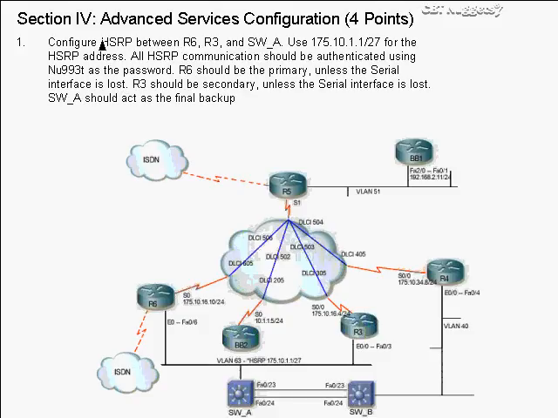Now right here it says configure HSRP between router 6, router 3, and switch A. Wow. Use 175.10.11/27 for the HSRP address. All HSRP communications should be authenticated using NU993T as the password. Router 6 should be the primary unless the serial interface is lost. So this guy should be the primary one to respond to that virtual address. Router 3 should be the secondary, which is over here, unless its serial interface is lost. Then switch A should act as the final backup. So switch A will need a virtual interface for VLAN 63 that is able to respond for the HSRP requests.